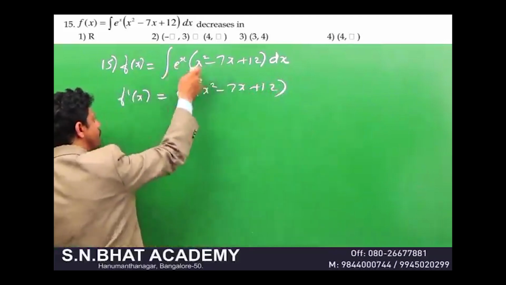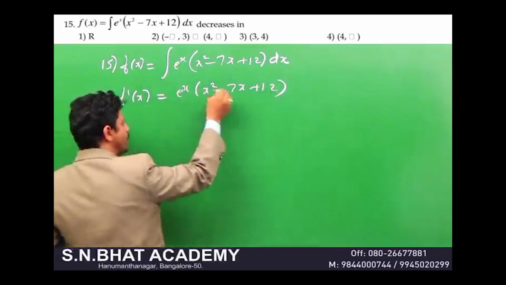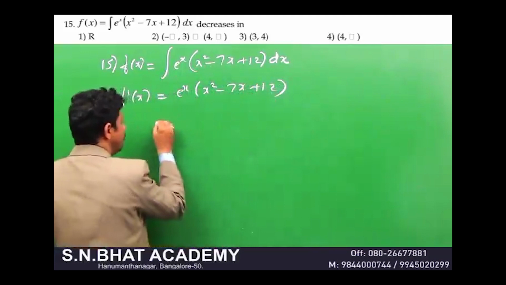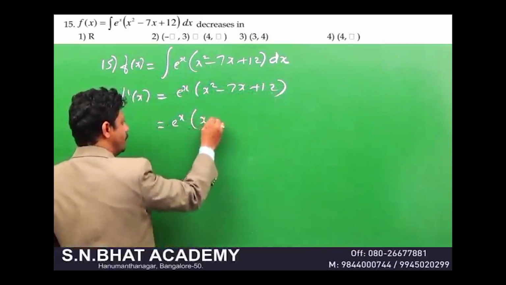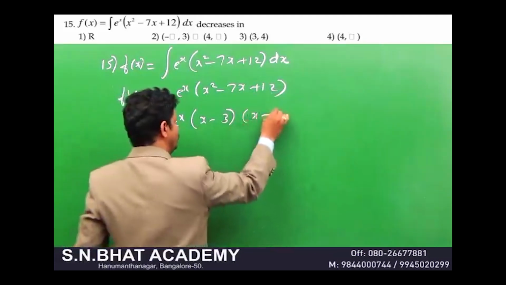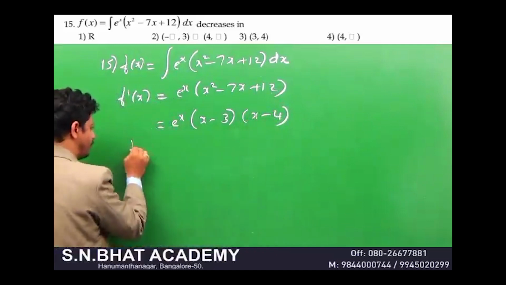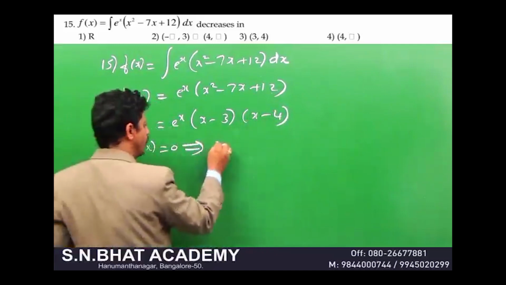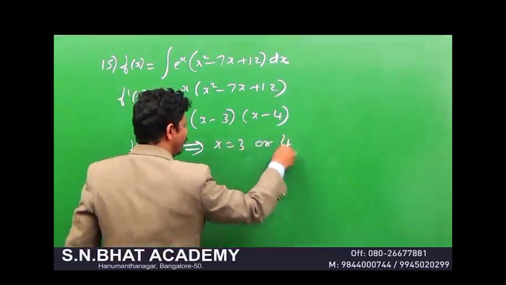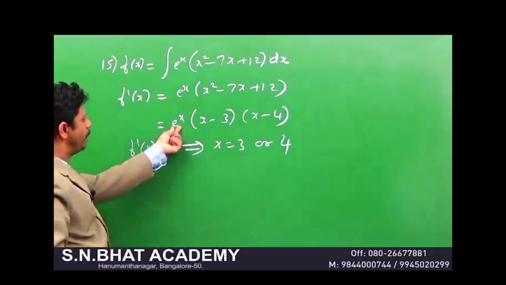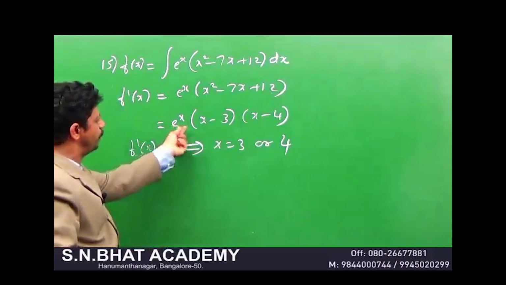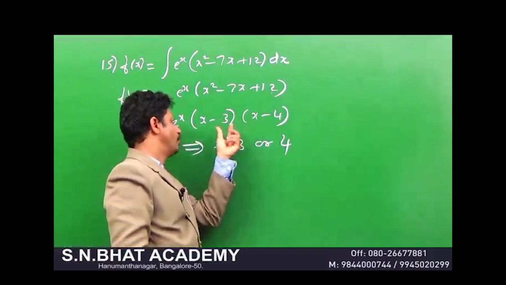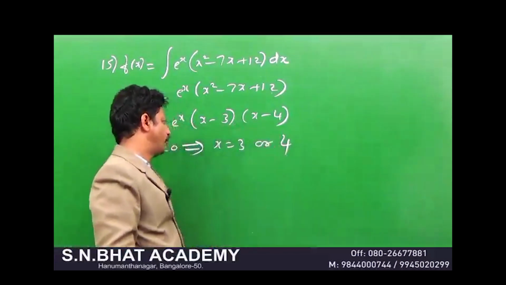So the derivative of this function is simply e power x into x square minus 7x plus 12. Now this can be written as x minus 3 into x minus 4. Now equate f dash to 0. If you equate f dash to 0, you get two values, x equal to 3 or 4. e power x cannot be 0 because e power x is always positive.